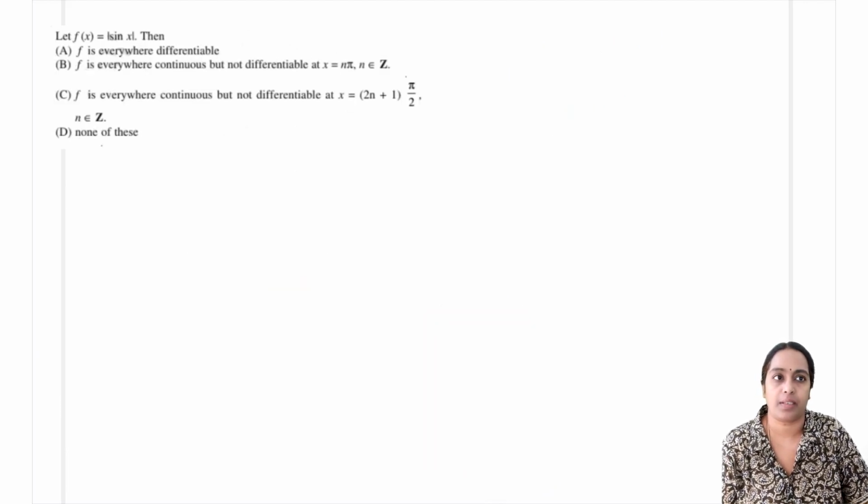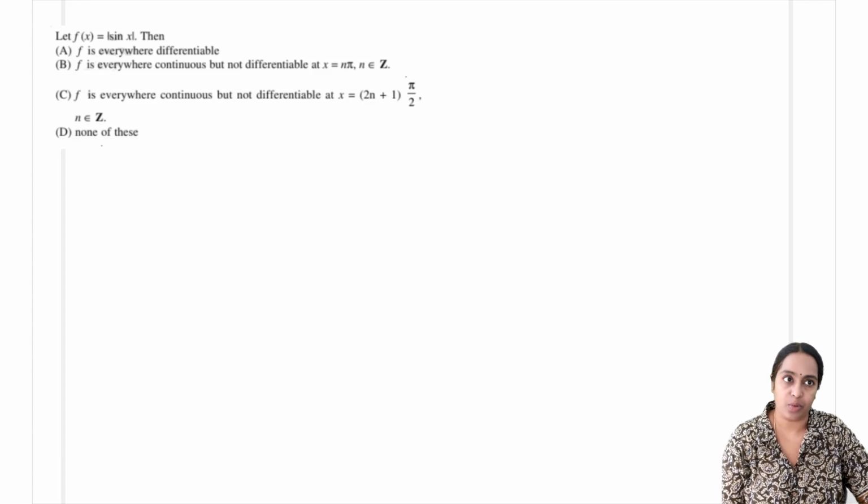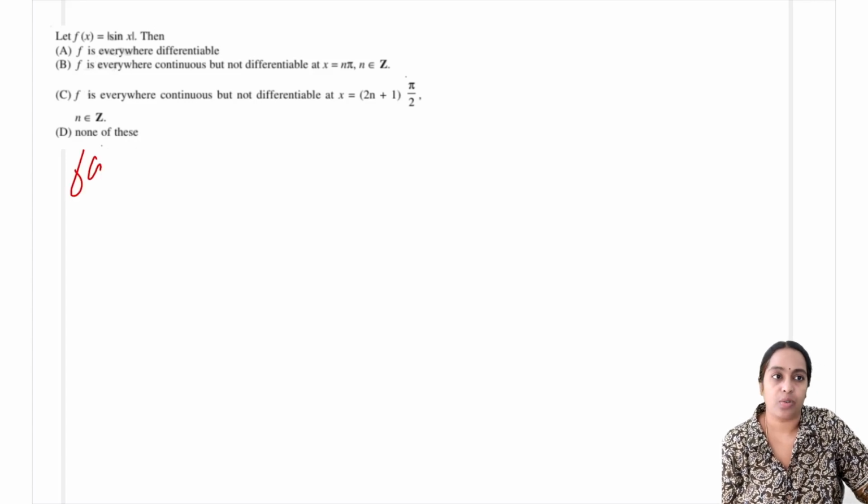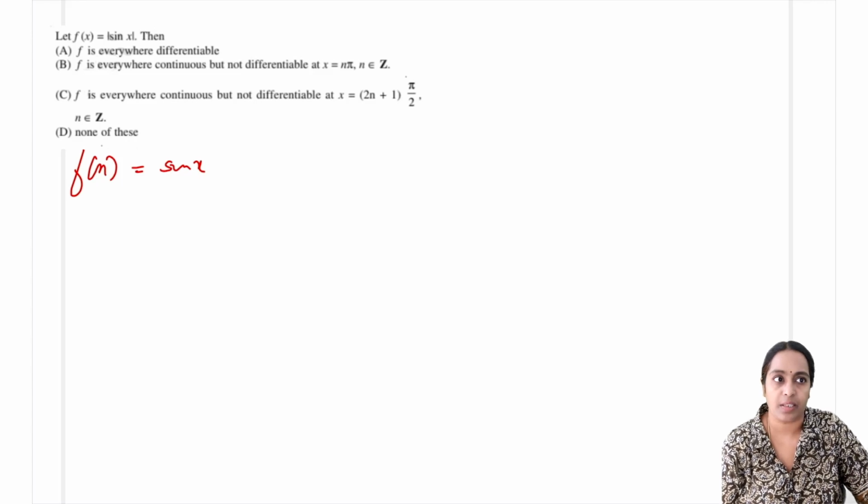Question number 6. The question says, let f of x equals sin mod of sin x. Then the function is everywhere differentiable. Function is everywhere continuous but not differentiable at x is equal to n pi. Function is everywhere continuous but not differentiable at x is equal to (2n plus 1) pi by 2. None of these. So we know the function sin x is continuous, but this is mod of sin x. You have to check for continuity as well as for differentiability.